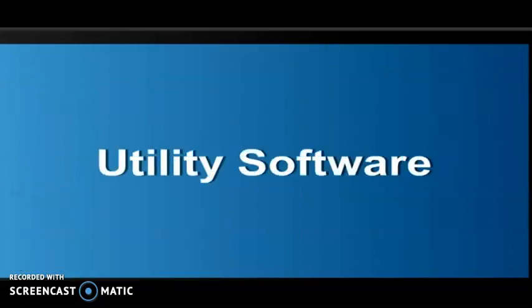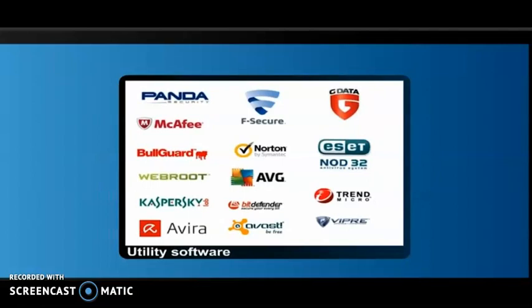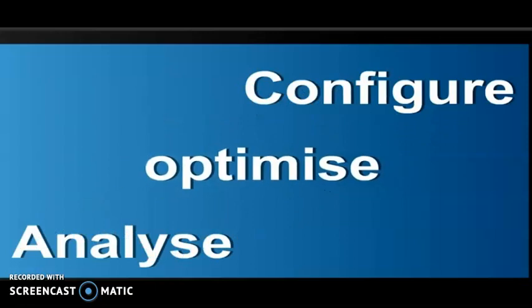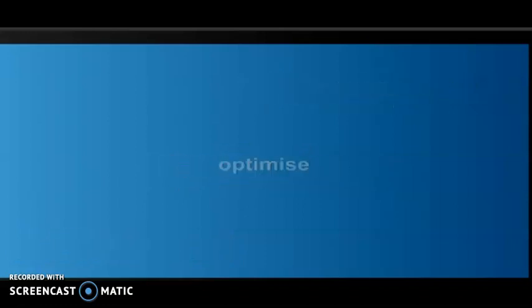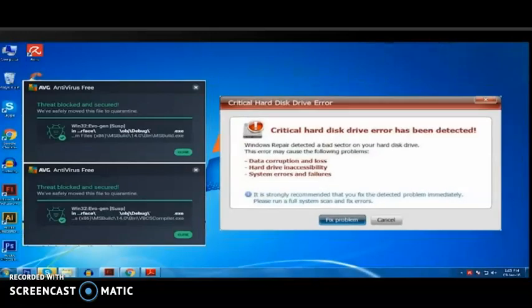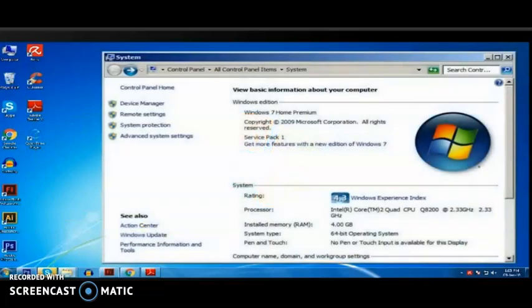So now moving on to utility software. Utility software is a system software that improves the operations of the operating system by providing additional and specialized functionality to it. So what does it mean? We can analyze, optimize and configure. You can see over here, I have just shown a small example of how it works. You need not learn them. I have shown this just to understand the concept, how we are going to use it.